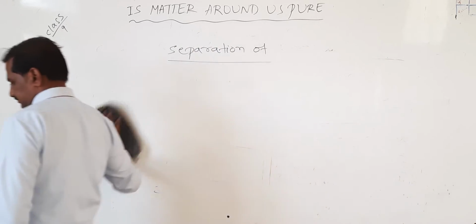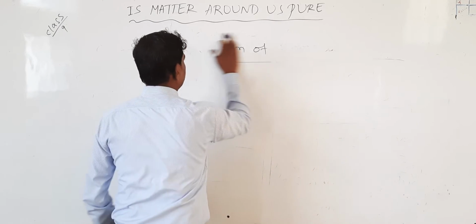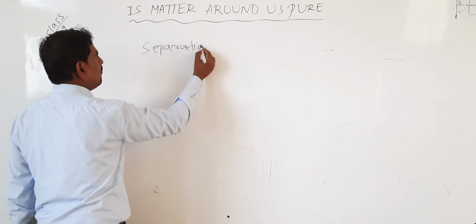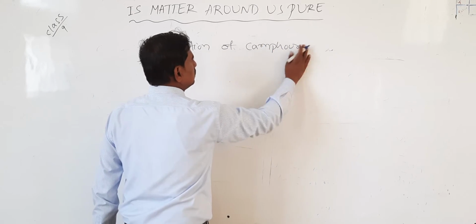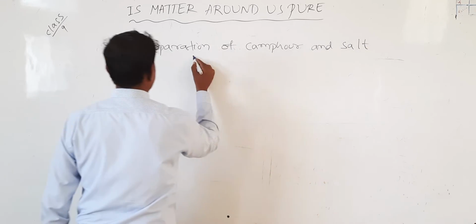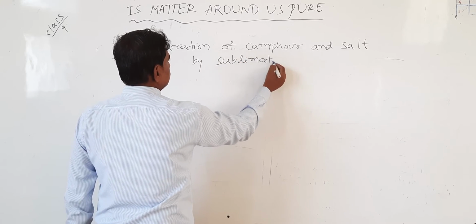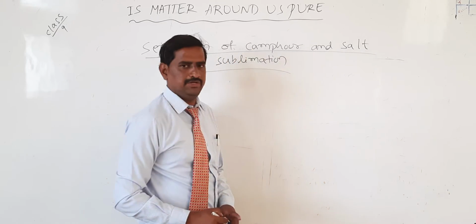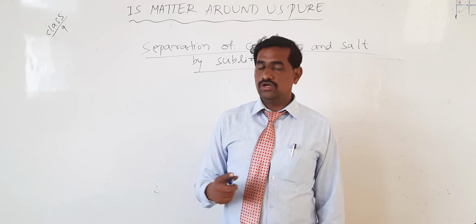Okay, see here: separation of camphor and salt by sublimation. Already in the first chapter we have studied what sublimation is. Sublimation is the process of direct conversion of solid to gas. That is called sublimation.